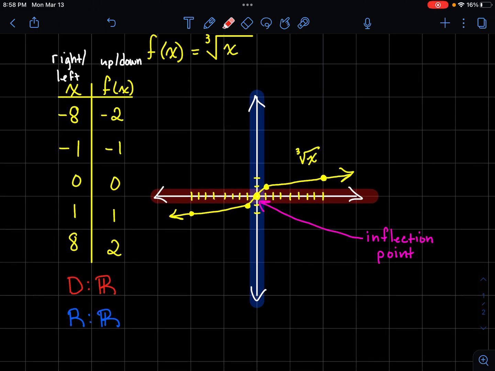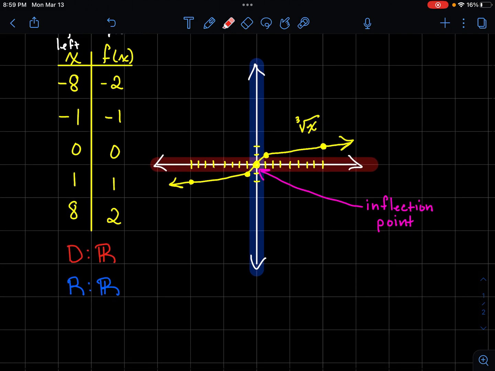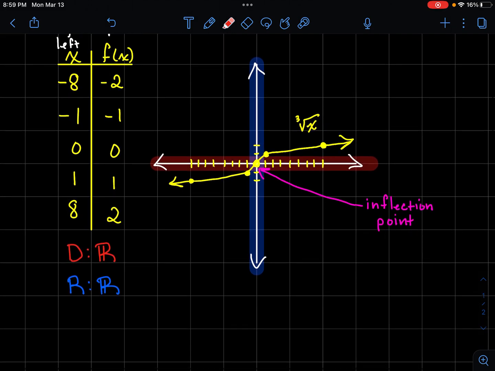Okay, going back to that (0, 0) point. That is called the inflection point. An inflection point is the point in the graph where it changes its curvature. So on the bottom left, it was curving going down to the left, but then it changed its curve going up to the right. Okay. So how do we use some of this information to graph?